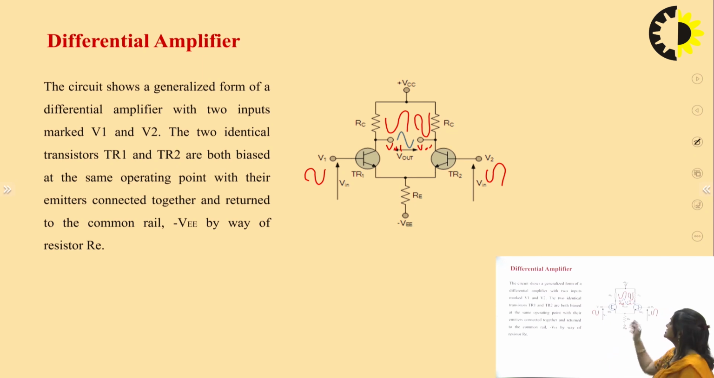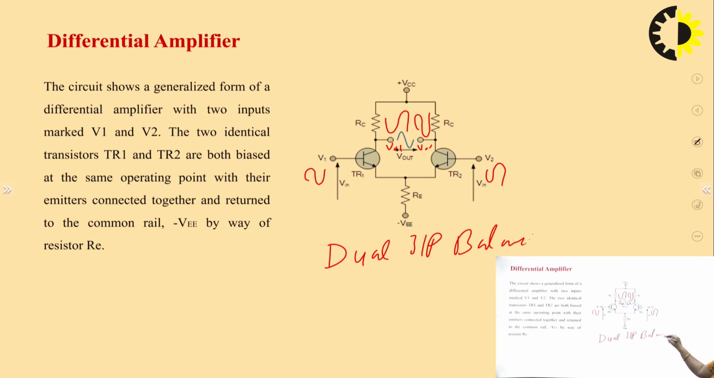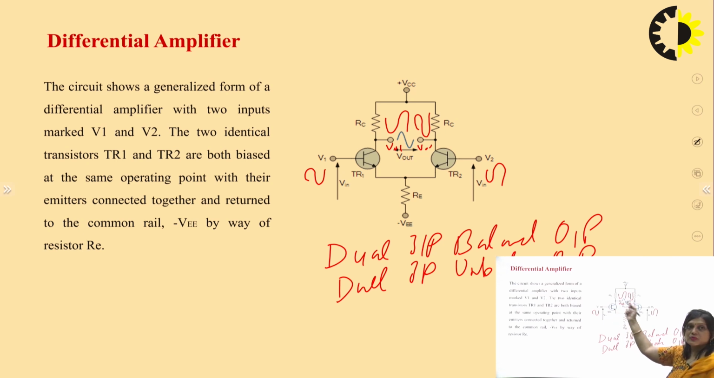So if we are giving the two inputs here, both inputs V1 and V2, and we are taking the output at V01 and V02, then it is called the dual input balanced output. And if we are applying both inputs and taking output at only one end, then it is called the dual input unbalanced output.